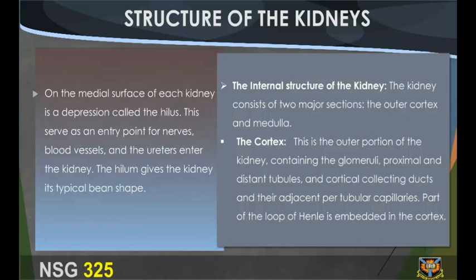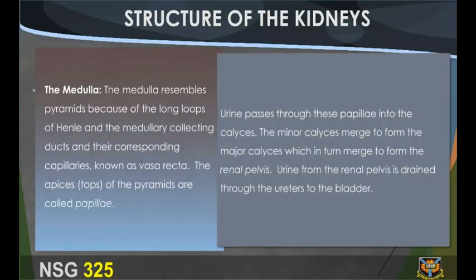The internal structure of the kidney. The kidney consists of two major sections, the outer cortex and the medulla. The cortex. This is the outer portion of the kidney, containing the glomeruli, proximal and distal tubules, and cortical collecting ducts, and their adjacent tubular capillaries. Part of the loop of Henle is embedded in the cortex. The medulla. The medulla resembles pyramids because of the long loops of Henle and the medullary collecting ducts and their corresponding capillaries known as vasa recta.